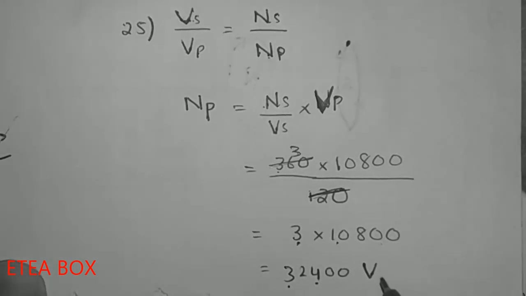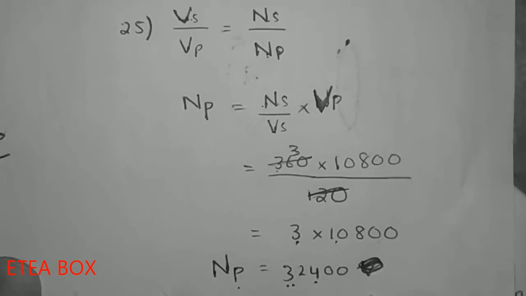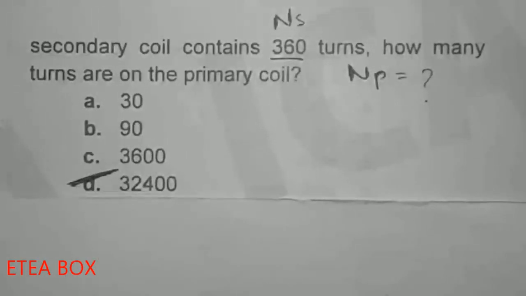Sorry, it's not volt. This one is turns, and turns have no unit. Np, the number of turns in the primary coil, will be 32,400. Not the voltage, only 32,400. So here option D is correct.